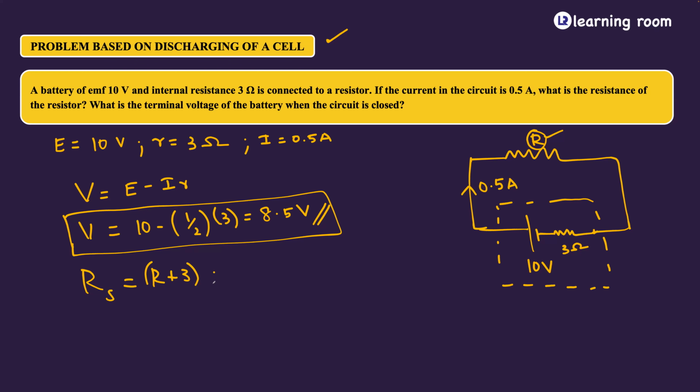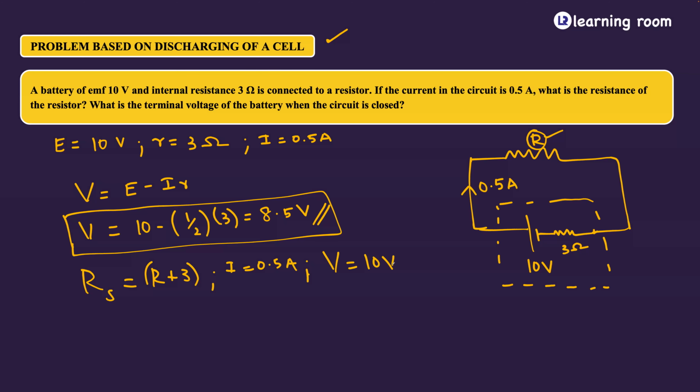What is the current that is already flowing through it? 0.5 ampere. Now, what is going to be the potential difference in this scenario? It will only be 10 volt. Don't take 8.5. You should take it as 10 volt because I already combined that 3 ohm resistor with the capital R. Now I am treating the cell to be an ideal cell.